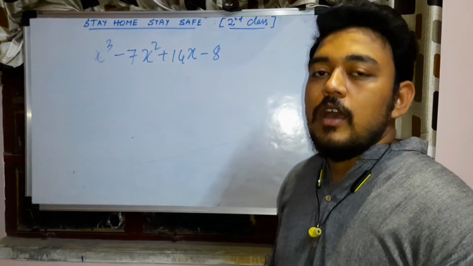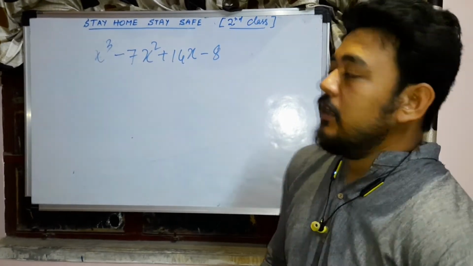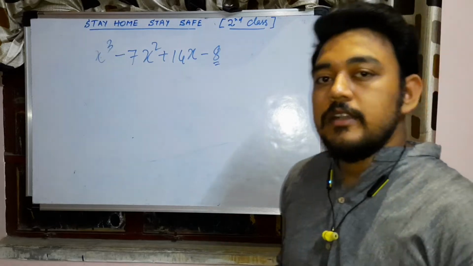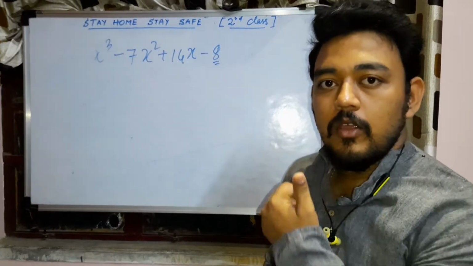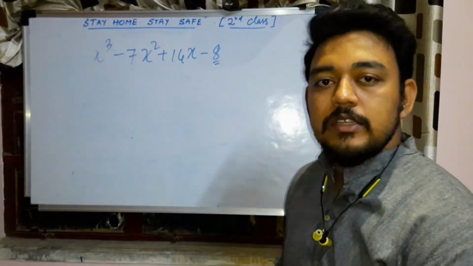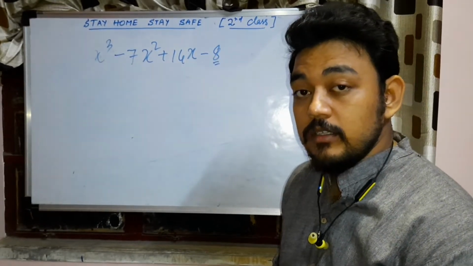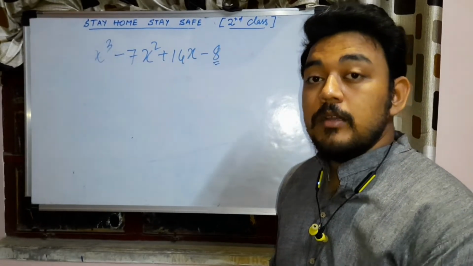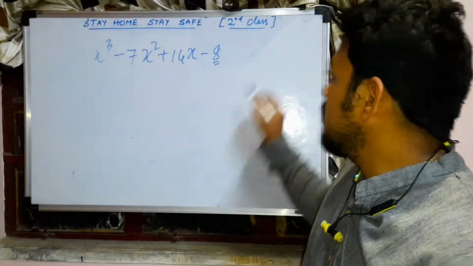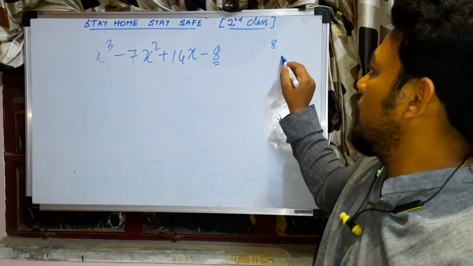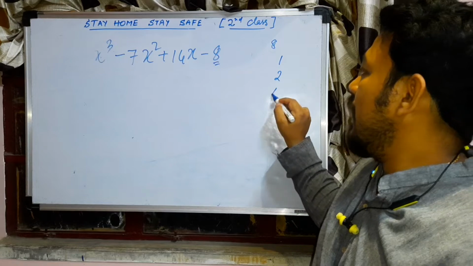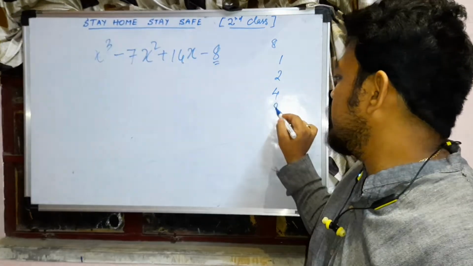Now first of all, how to find the first factor? Now we will see the constant, that is 8. Okay. Now when you see this 8, you have to find the factors of 8. Factors mean the numbers by which we can divide 8. So 8 can be divided by 1, 2, 4 and 8 itself.